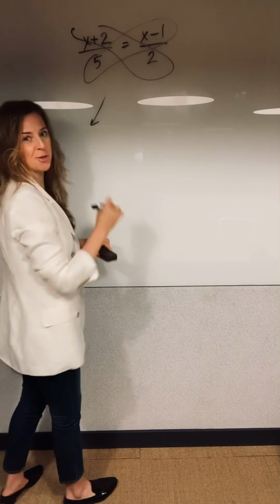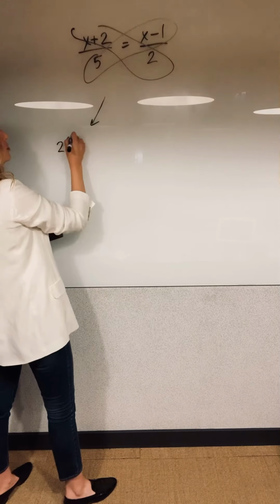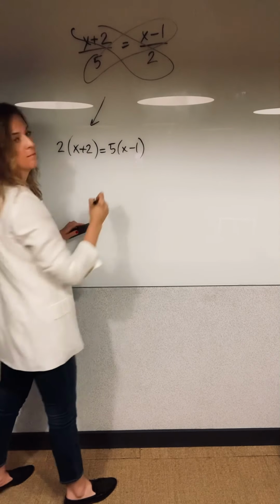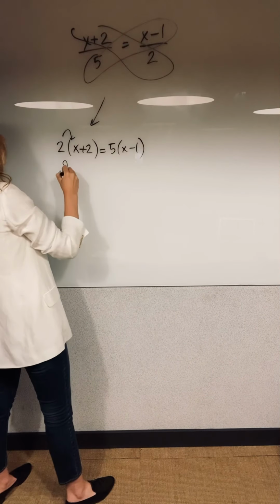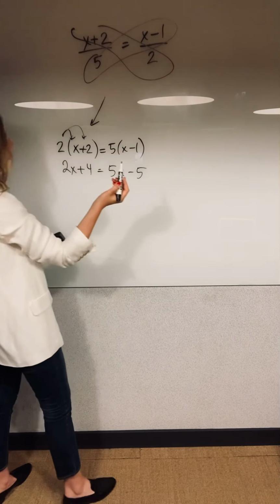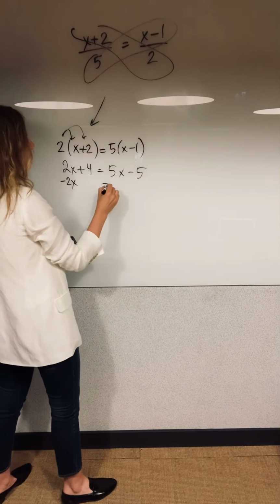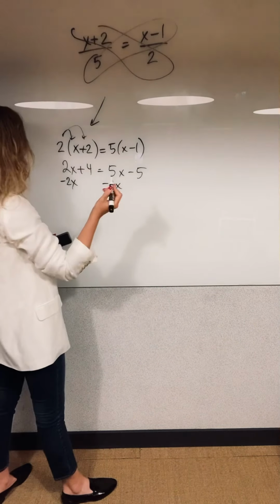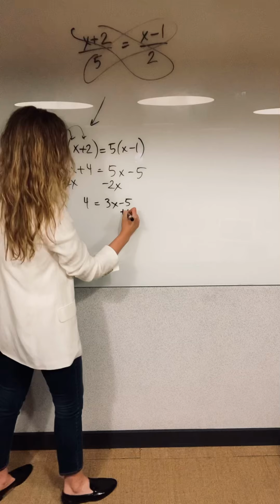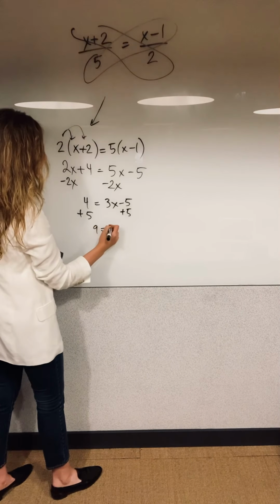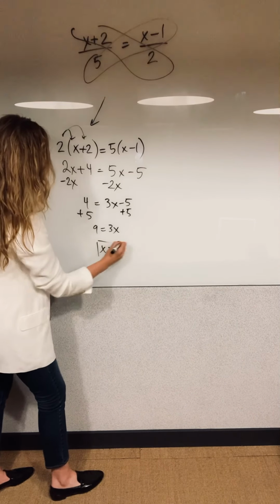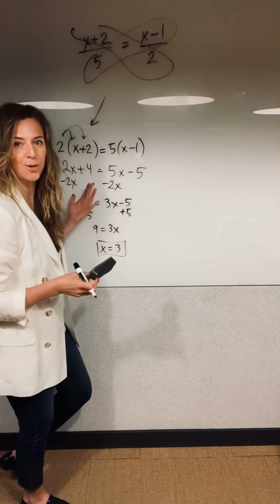So option 1, using proportion, and it's going to be 2 times x plus 2 equals 5 times x minus 1, and then you open parentheses and you get 2x plus 4 equals 5x minus 5. And then what happens? Minus 2x, minus 2x. I don't know if the number will be nice, doesn't matter. 4 equals 3x minus 5, oh, nice number. Okay, 9 equals 3x, divide by 3, and x equals 3. So this is option 1, how you solve it.